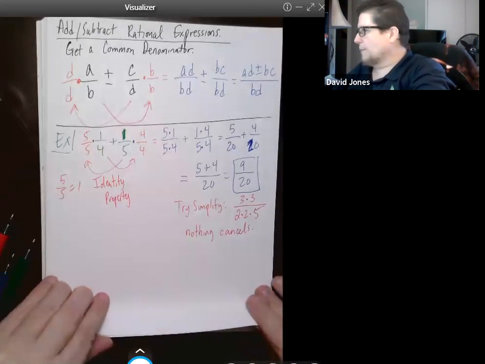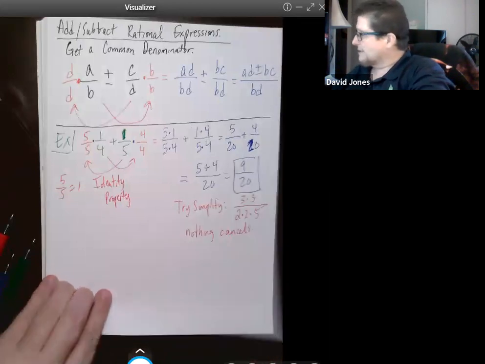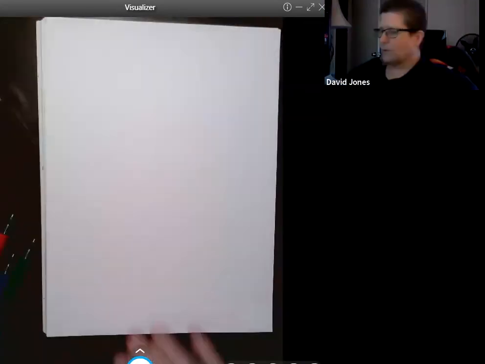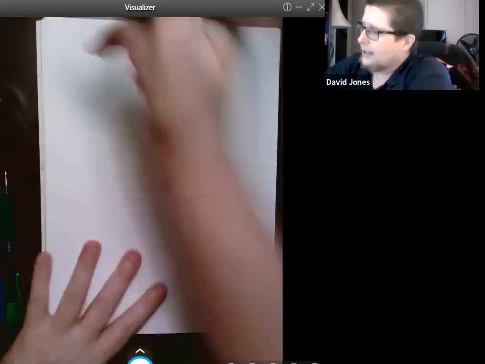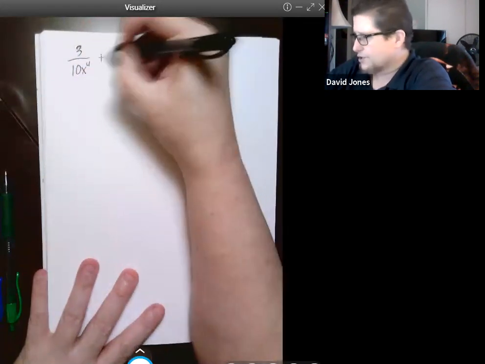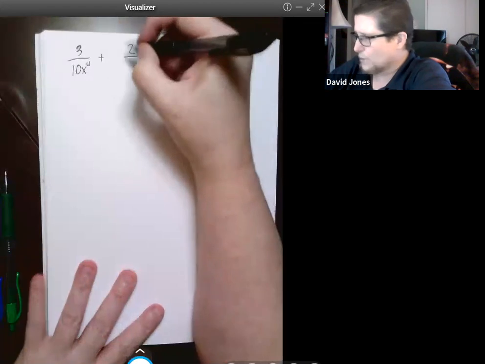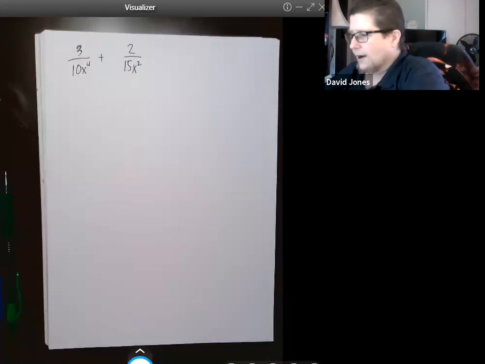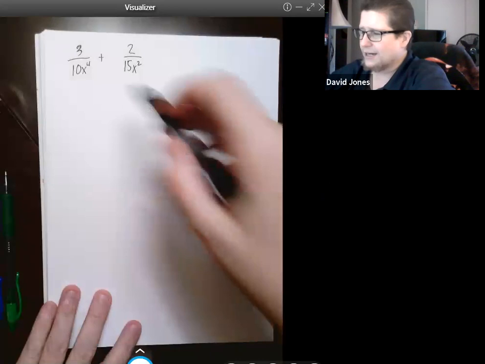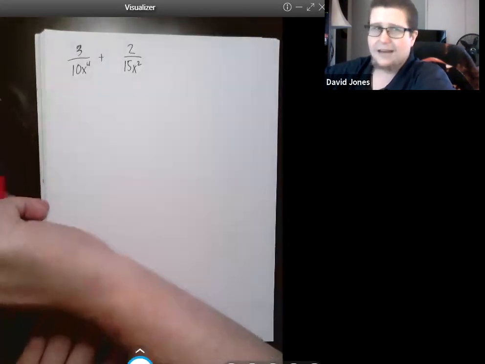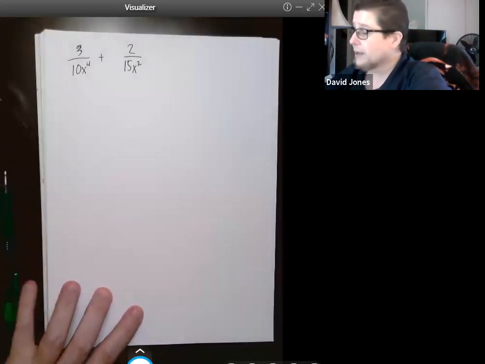Now, if you don't want to multiply the denominators directly across, let's take a look at another one that's got variables in it. So let's look at 3 over 10x to the 4th plus 2 over 15x squared. An easier way to do this, because if I multiply by 15x squared and 10x to the 4th, I'm going to have to simplify later on. It saves some work if you just simplify in the beginning.